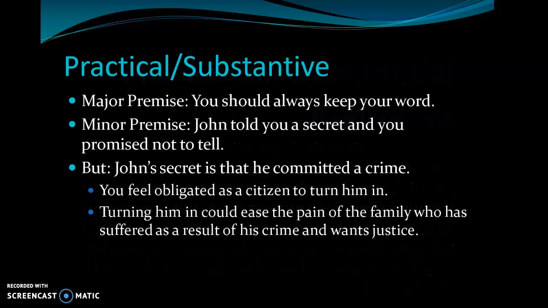So for instance, same major premise, we should always keep our word. Same minor premise, John tells us a secret and we promise not to tell. But in this case, we have to consider the context. John's secret is that he committed a crime. And as a citizen, we feel obligated to report him. And we know that in doing so, we could ease the suffering of those involved. So the outcome may change, even though the major and minor premises are the same. The outcome may change because the context matters.